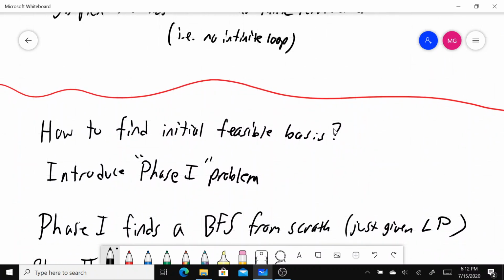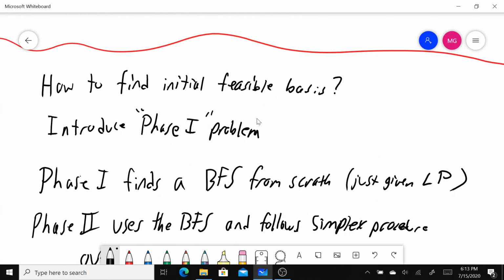So the final question to ask then is, how do you find this initial feasible basis? Or equivalently, how do you find the initial basic feasible solution? Because presumably you just start with a linear program, and you don't know anything about any basic feasible solutions. All you have is a linear program. But on the other hand, you need that basic feasible solution in order to catalyze this entire process so that the algorithm can iterate over and over. It needs to start with a basic feasible solution. So how do you generate that initial one?